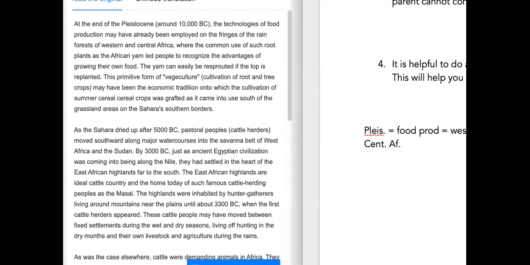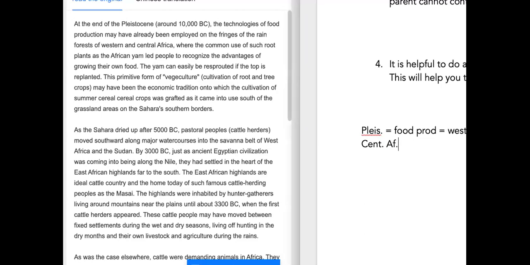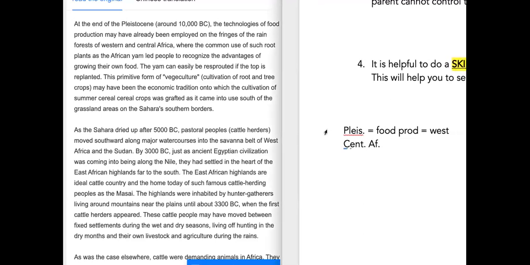And you'll see I'm not writing the whole word out. I'm just kind of writing this. I might put a number too, so I know it's paragraph 1. That's helpful. Where the common use of such root plants, such as the African yam, led people to recognize the advantages of growing their own food. So they're growing root things. They're growing roots such as yams.